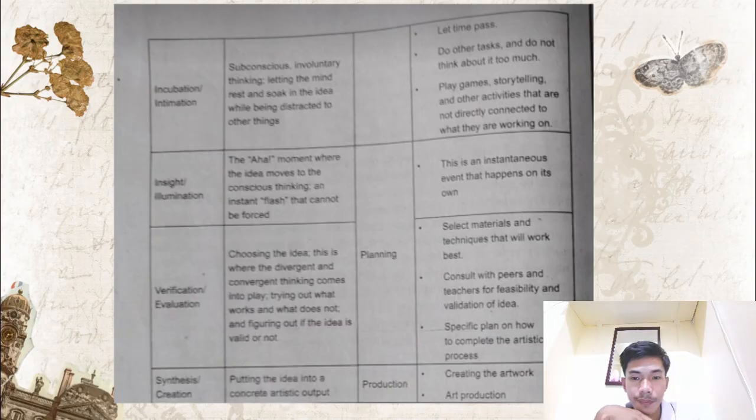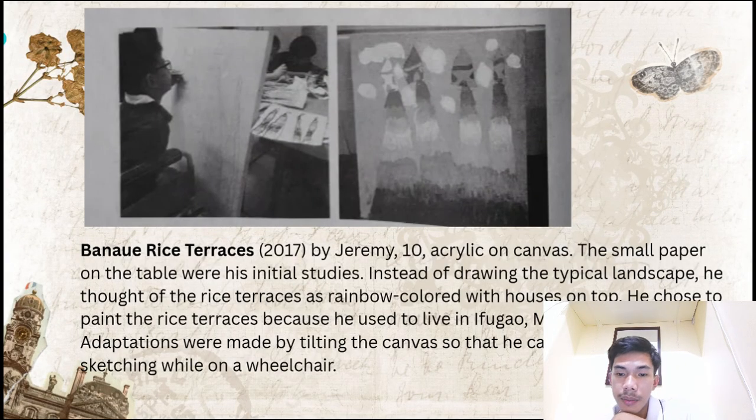So next is Banawe Rice Terraces 2016 by Jeremy. Jeremy is 10 years old, acrylic on canvas, with a small paper on the table with his initial studies. Instead of drawing the typical landscape, he thought of rice terraces as rainbow colored with houses on the top. So he chose to paint the rice terraces because he used to live in Ifugao, Mountain Province. Adaptations were made by tilting the canvas so that he could reach the areas for sketching while on a wheelchair.